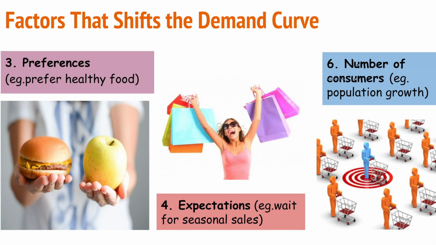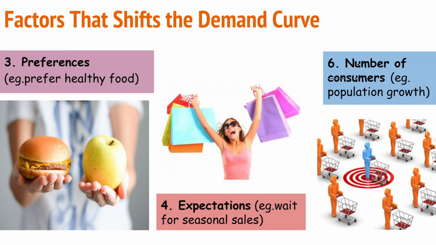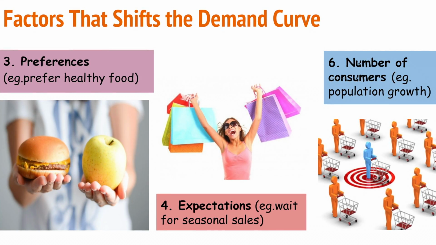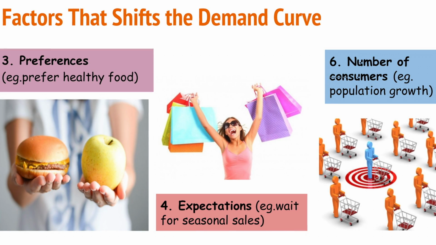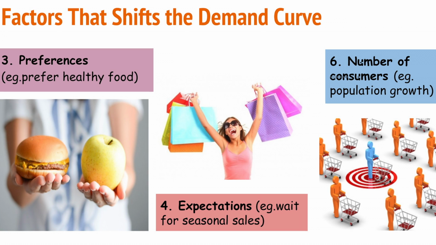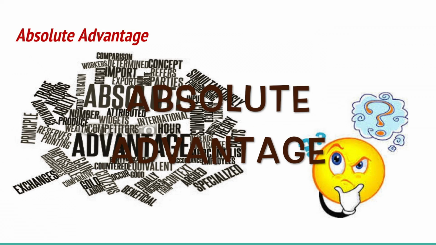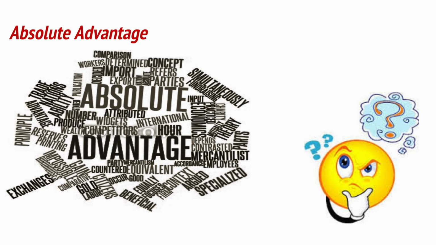The last factor is the number of consumers. For example, when the population grows rapidly in a particular period, the demand in that area will also increase due to the population growth. So, what is absolute advantage?